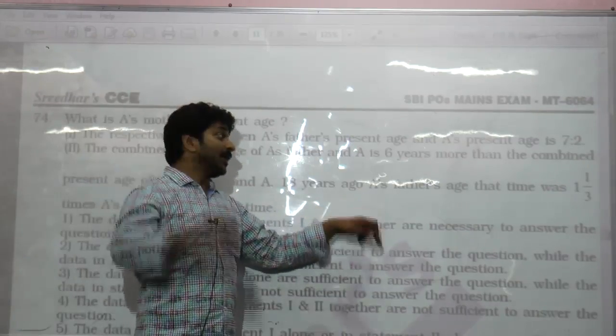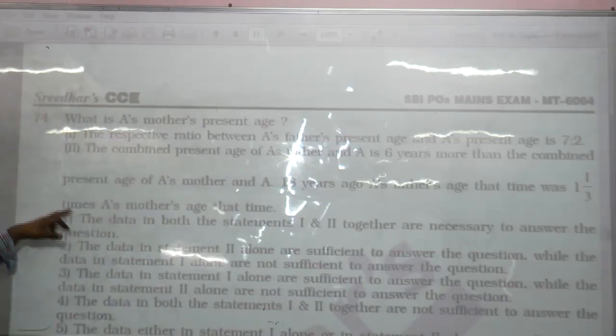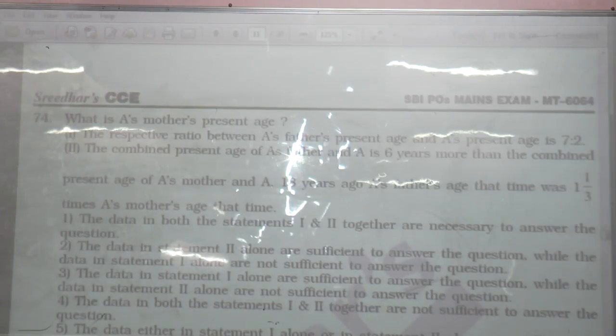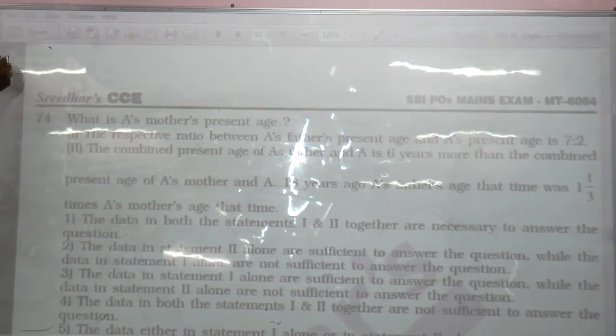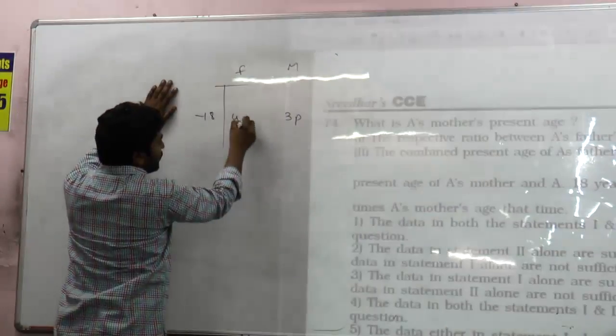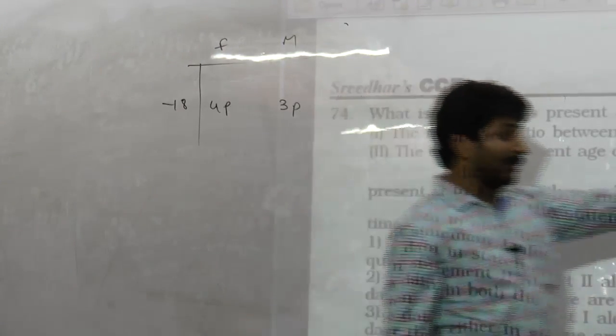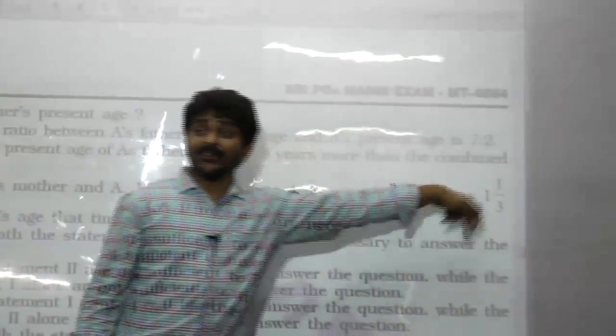18 years ago, A's father's age at that time was 1/3 times of mother's age at that time. How many years ago? 18 years back. Let's calculate. 18 years back, father's age and mother's age. If mother's age is 3 parts, father's age is 4 parts. How many times did they say? 1/3, in the sense 4/3.